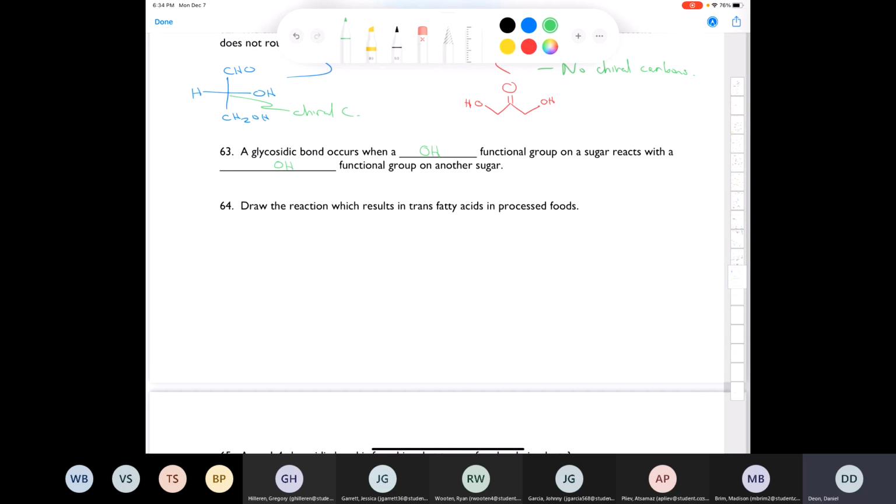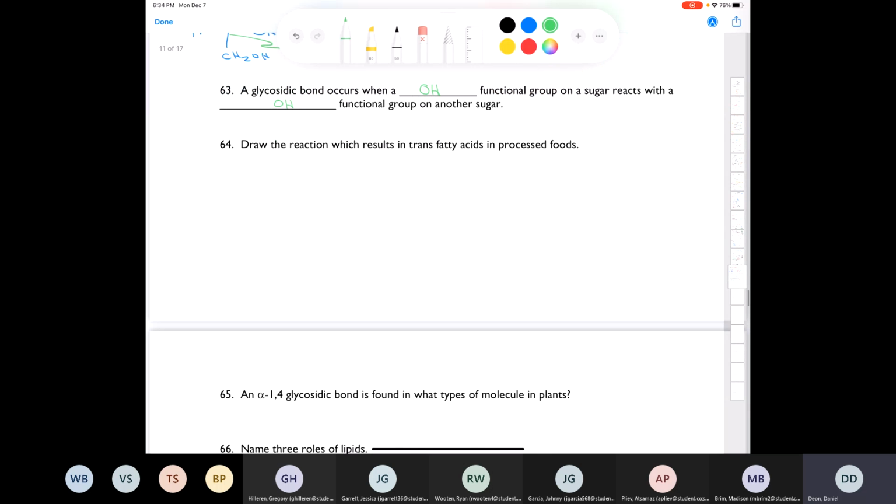Draw the reaction which results in trans fatty acids in processed foods. Oh yeah, trans fats. Where do trans fats come from? Well, if you remember, if we take a naturally occurring unsaturated fat, so let's just use 1, 2, 3, 4, 5, 6, 7, 8, 9, 10, 11, 12, something like that. So say we've got 12 carbons here, right? Naturally occurring unsaturated fats are cis fats.